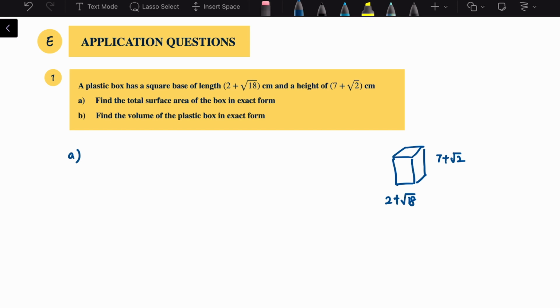Alright, so we just need to apply the formula, the length times breadth of one side, and we are going to add up all the sides together. There are 4 vertical sides, multiplied by 2 plus root 18, 7 plus root 2, and then there are 2 sides on the top and the bottom, so plus 2 multiplied by 2 plus root 18 squared. All we need to do is to simplify this expression.